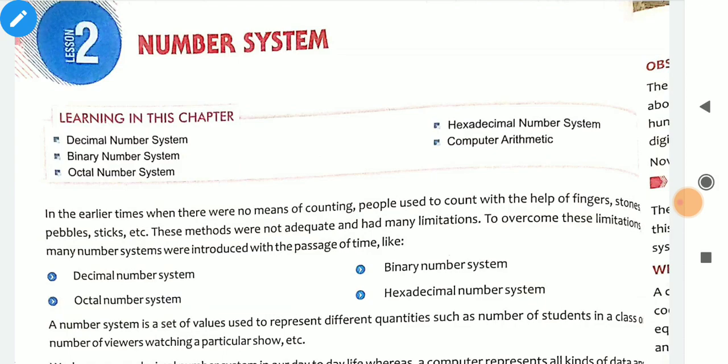Well, from today we will start with the studies, and the first lesson that we are going to learn is lesson 2, that is number system from your new book Logics. Keeping in mind that some of you might not be able to purchase the book due to sudden lockdown, I already uploaded the PDF of lesson 2 from the book so that you can use it.